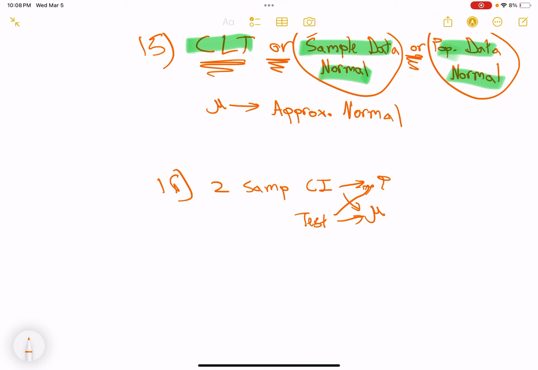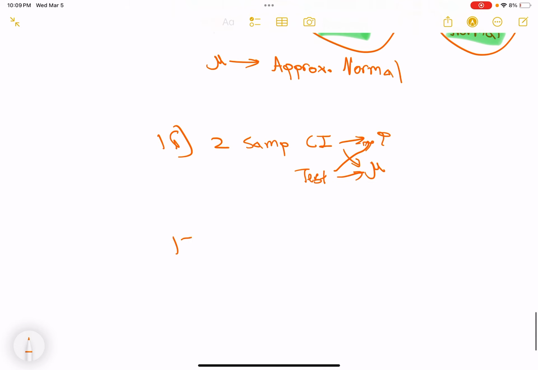Know how to check for normality in means, like we just said for number 15, and then how to check for it in proportions: n times p and n times 1 minus p. And for proportion tests, know that it's the pooled proportion. Don't forget to use the pooled proportion for a 2 sample hypothesis test for proportions, okay?